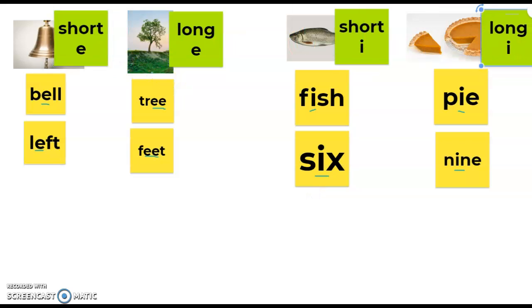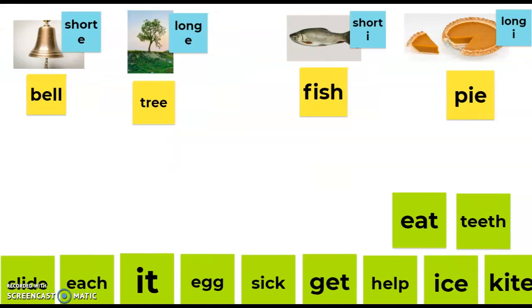Today, you are going to practice sorting words, and you're going to be listening to the vowel sound. You will tell me if the vowel sound is short or long. Today, we're focusing on the vowels E and I, and you're going to listen to see if they are short or long. For your assignment, there are words on the screen, and I want you to, at the top of your paper, write the words bell, tree, fish, and pie. Now, bell is a short E, so you could also write short E at the top of your paper. Tree is a long E, so you could also write long E. Fish is a short I. And pie is a long I.